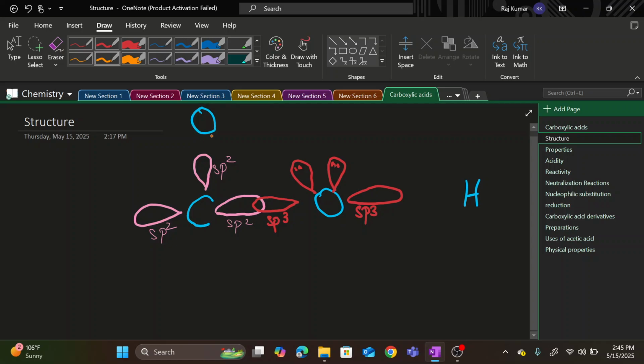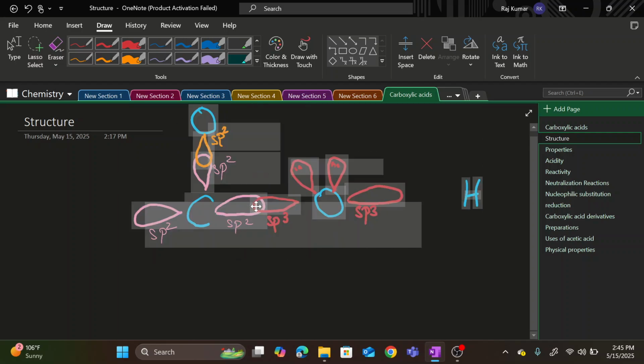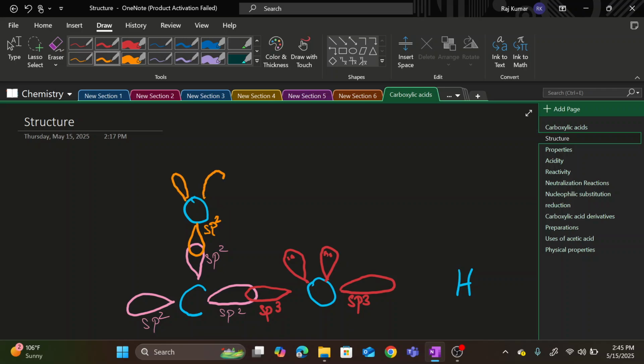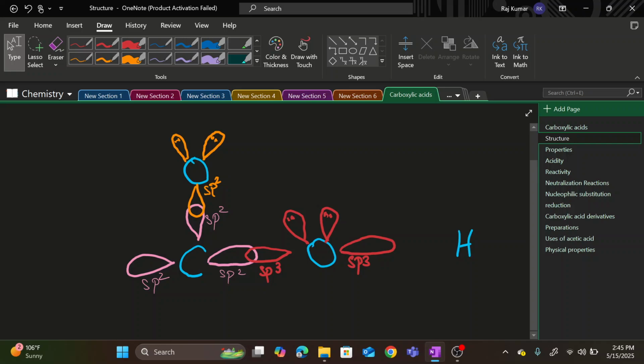This is for the oxygen of the carbonyl group. Now the carbonyl group has an oxygen which is sp2 hybridized. This is sp2 hybridized, and then we have two other sp2 hybridized orbitals. Let me bring it a bit closer. So it should come here. Now I am drawing one sp2 hybridized orbital here and another here. These are two sp2 hybridized orbitals which have the lone pairs.